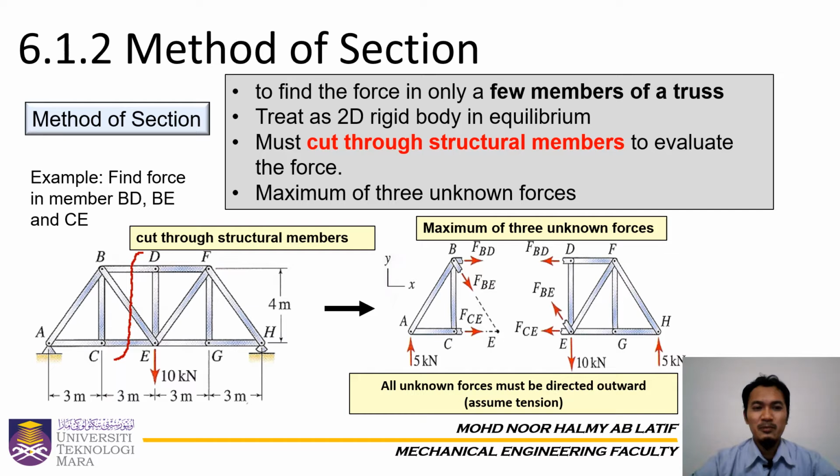So for example, we have this figure over here, which we want to find the force in members BD, BE and CE. So we make a cut over here to let the body split into two. All unknown forces must be directed upward, same as we do in the analysis in the method of joints.